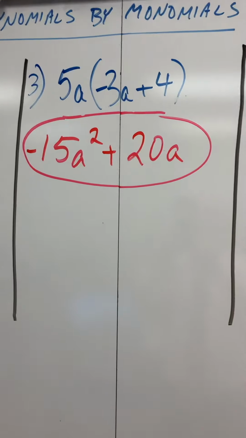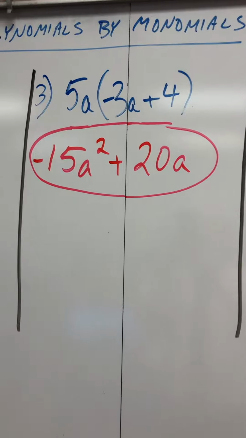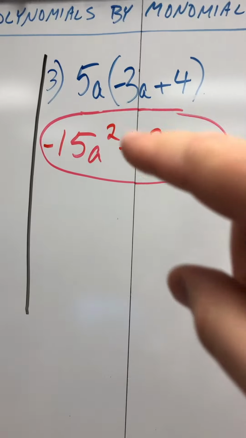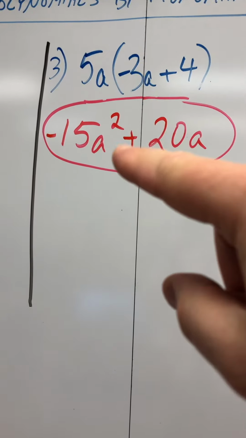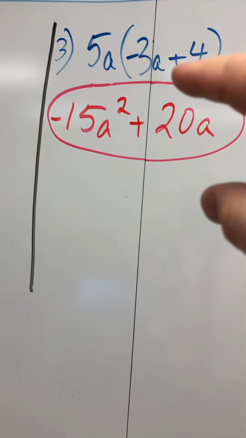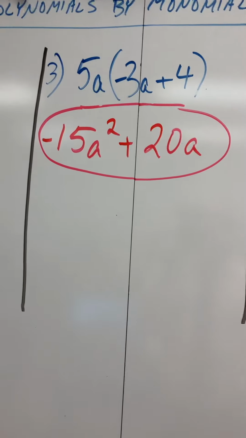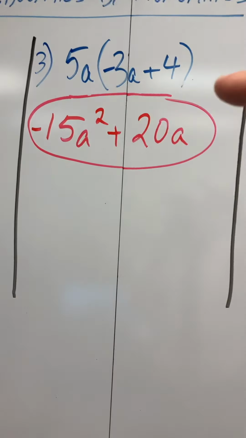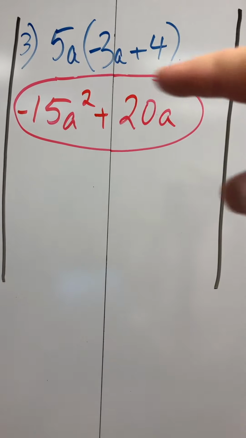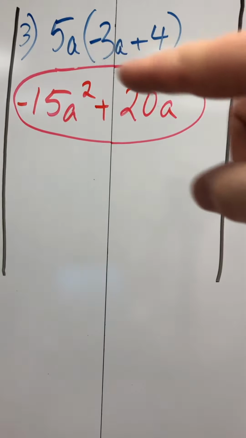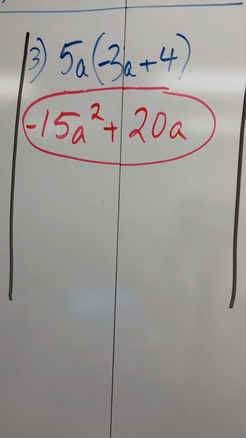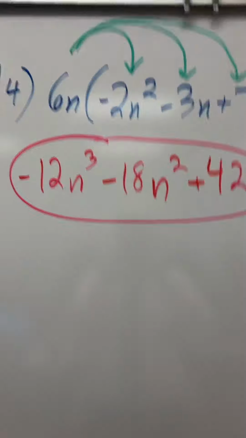5a times negative 3a plus 4. 5 times negative 3 is negative 15. But a times a is a to the second. We just take a to the first and a to the first and make it a to the second. 5a times 4, 5 times 4 is 20. There's no a over here, but there is an a here, so we just put it in my answer. 5a times 4 is 20a. All right.